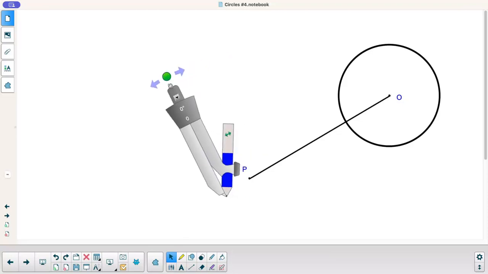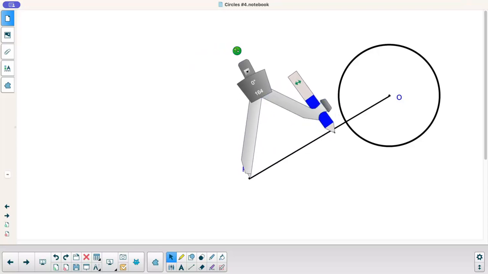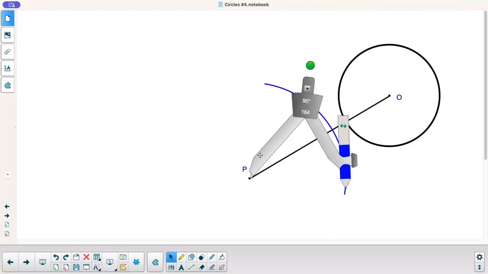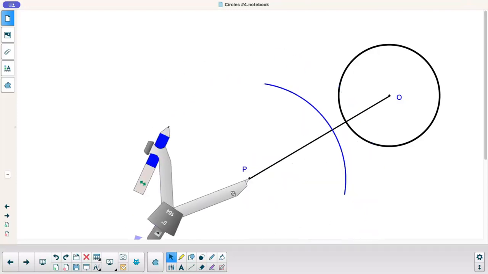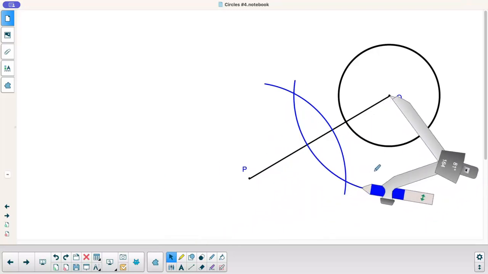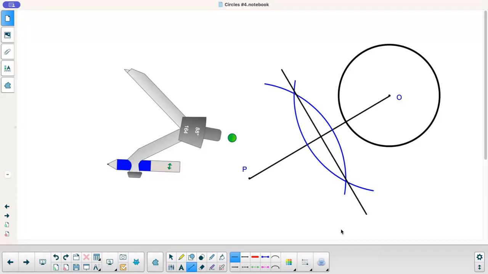So I need to put my point right here on the endpoint. I need to open this thing up over halfway, and find where these intersect. I'll move this here. And when those intersect, that will form my perpendicular bisector of OP. So I'm going to draw that line. And I mark this point right here as my midpoint, call it M.